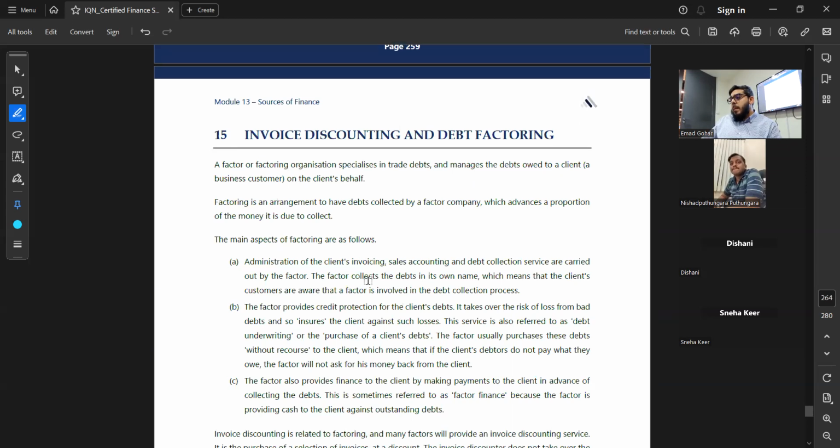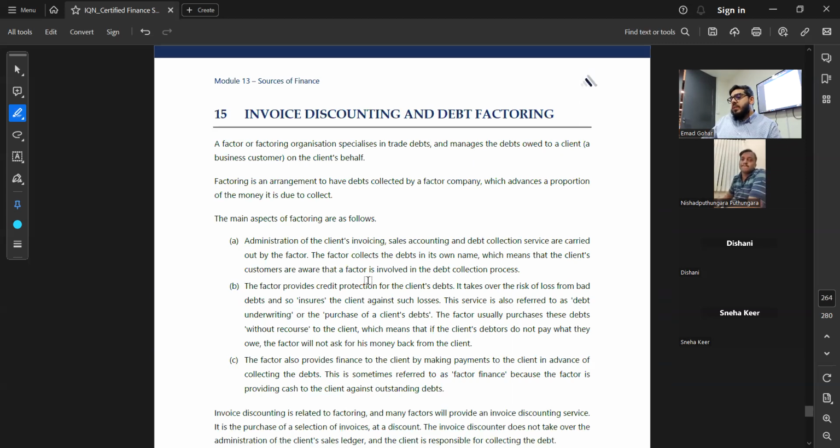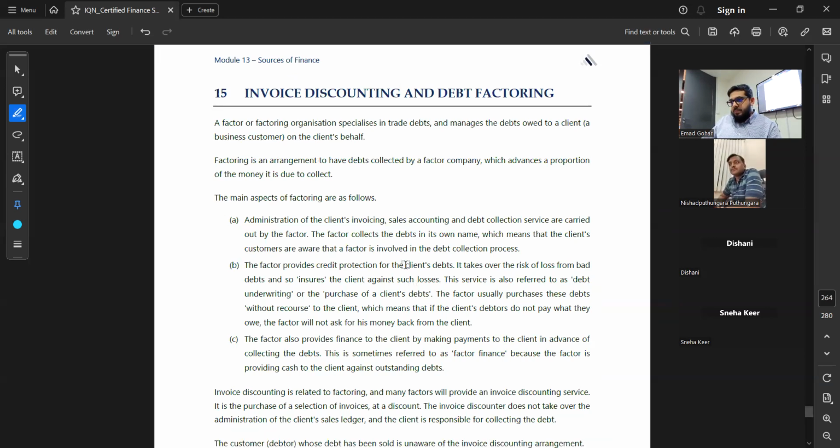What we have here, invoice discounting and debt factoring. So what is factoring? Basically very simple. I mean, you have a receivable. You need to collect money from your customer. Customer is supposed to pay you after 30 days, 60 days, 90 days. But you need the money right now.